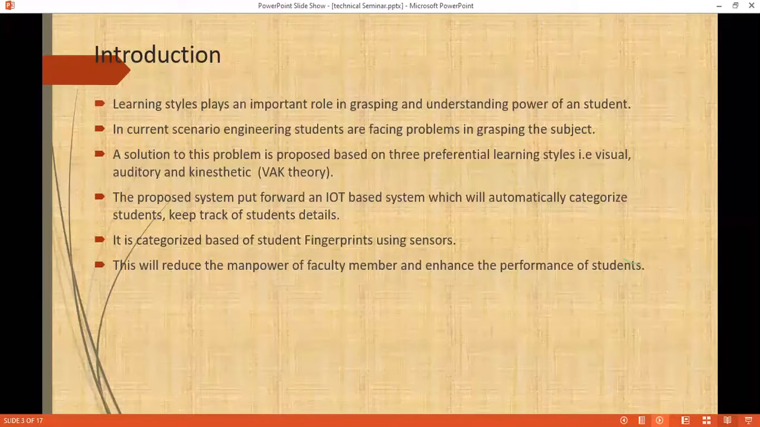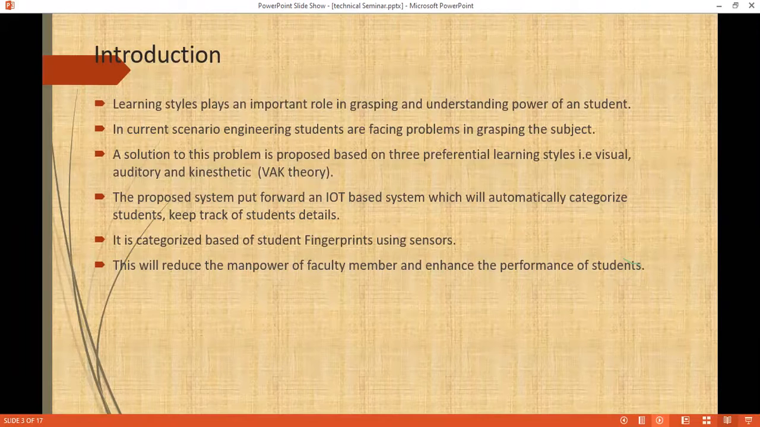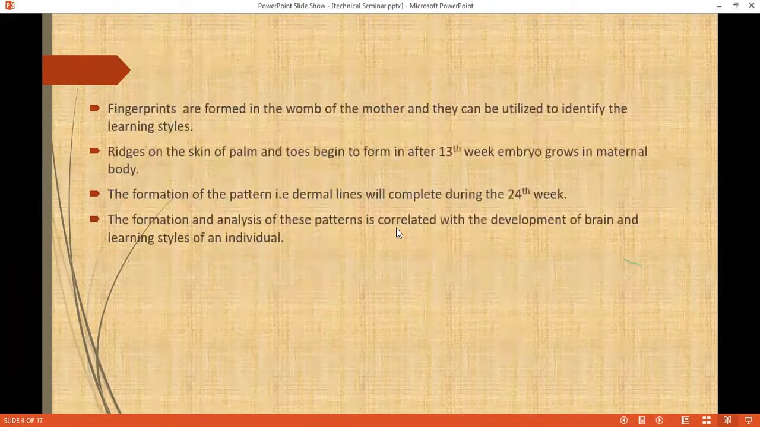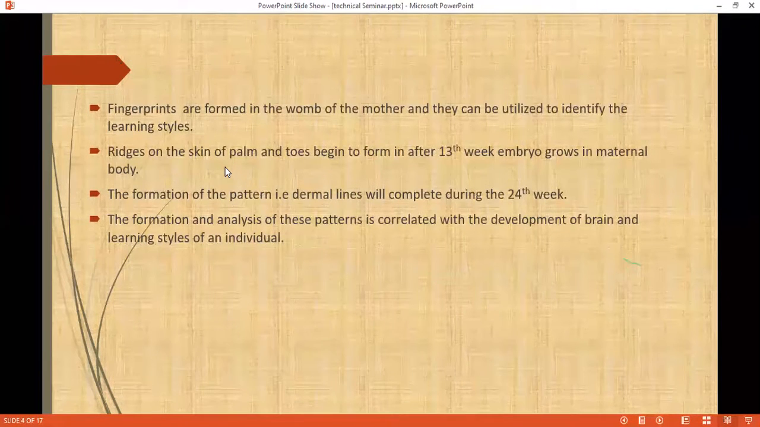Using this preferential learning style and combining with IoT, they are proposing a system which will automatically categorize a student and keep track of student details. It is categorized based on students' fingerprints, using a fingerprint sensor. This will reduce the manpower of the faculty member and enhance the performance of the students. Fingerprints are formed in the womb of the mother, and once formed, they are permanent for a lifetime. So it is helpful for identifying learning style.